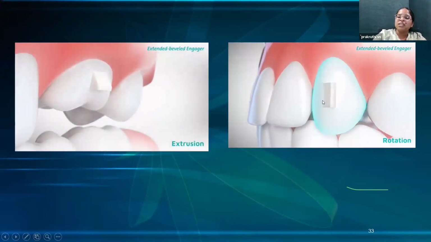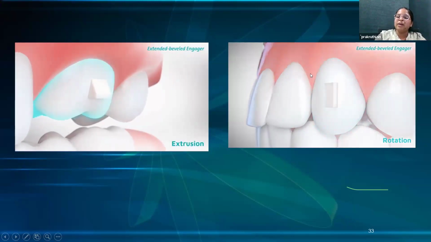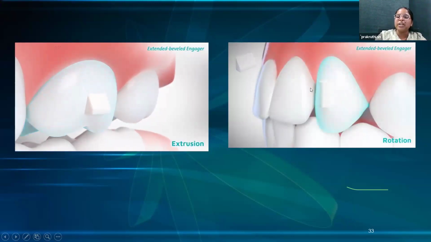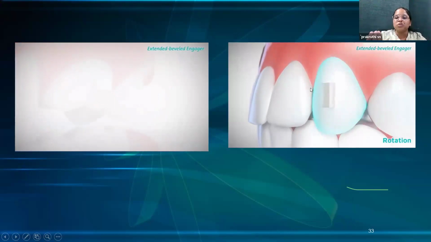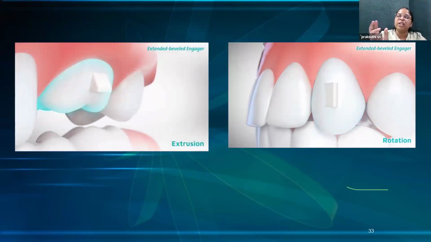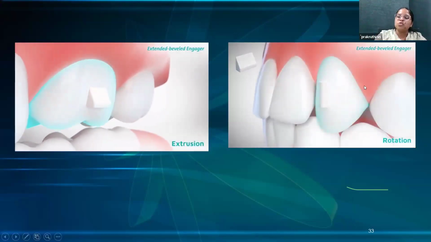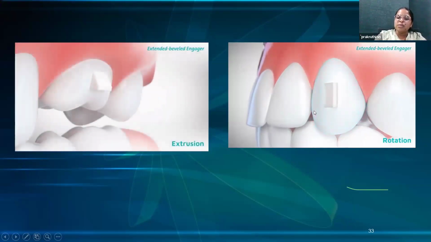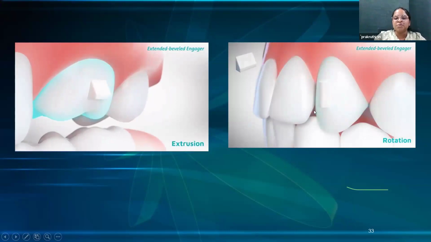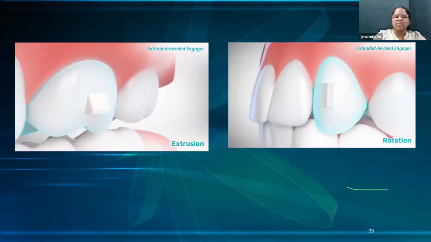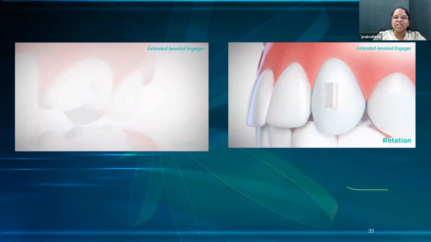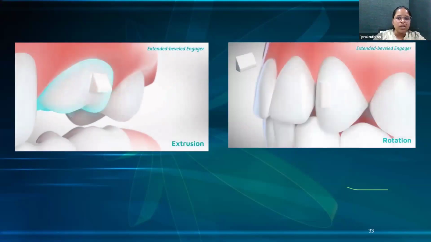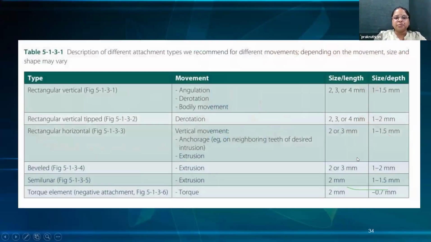You can see here, this is one of the mesially beveled attachments for you to derotate a tooth. A tooth is being placed way too mesially. So for it to rotate distally, more forces can be exerted upon the mesial bevel that is being placed. So beveled increases the surface area and more forces can be exerted onto it.